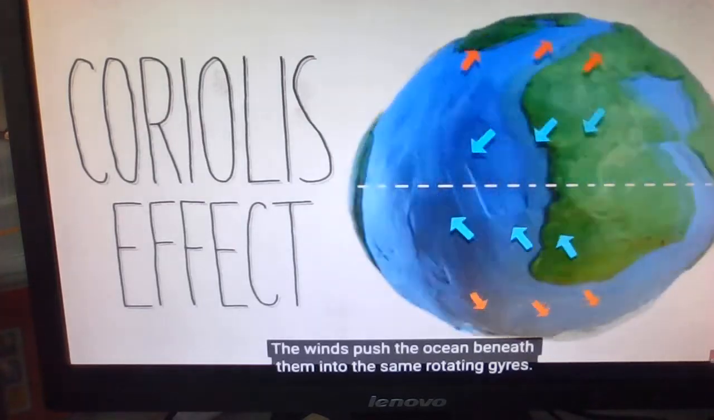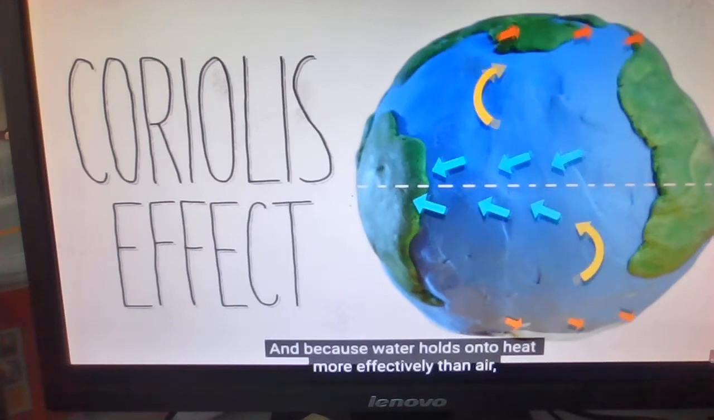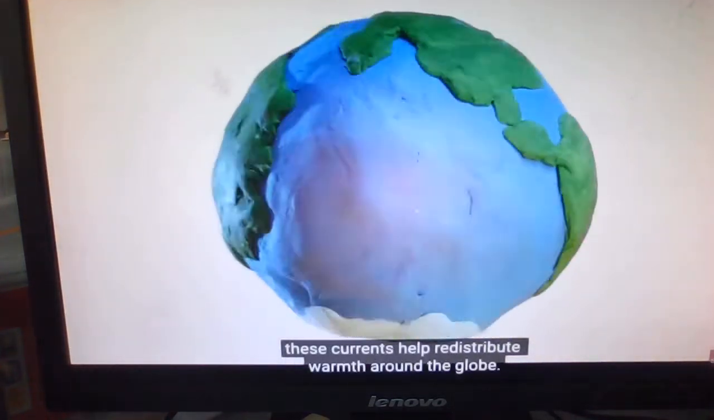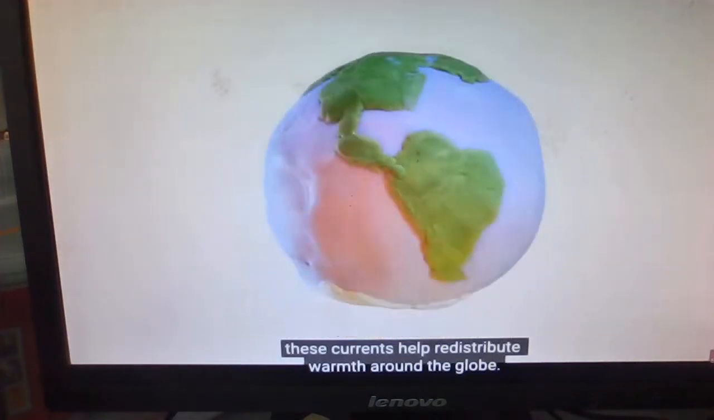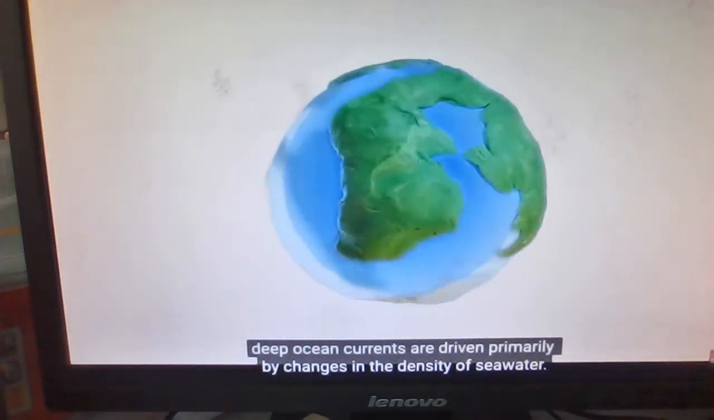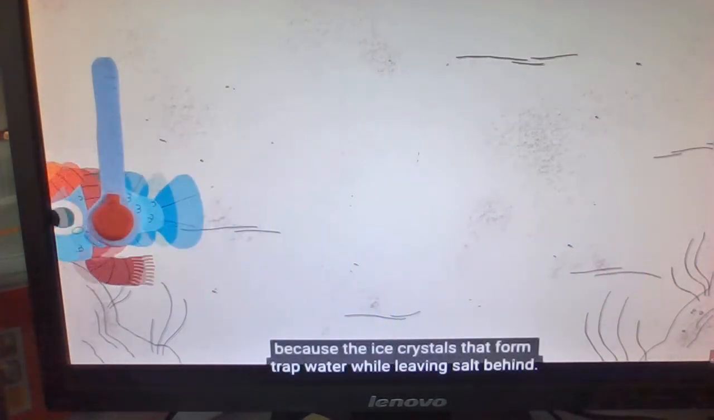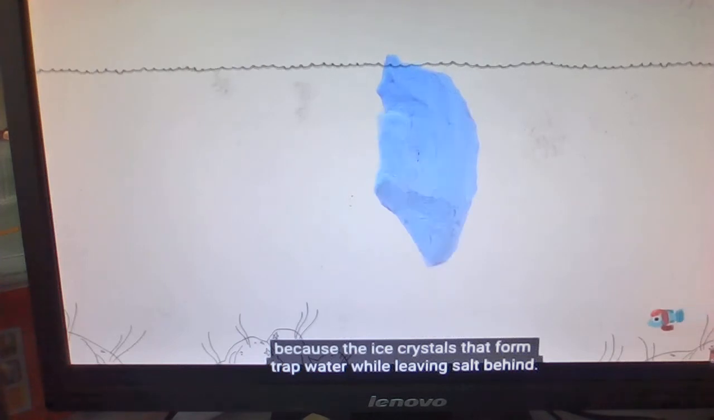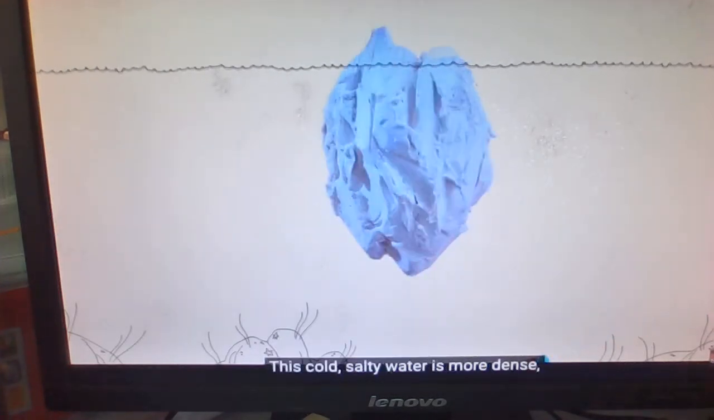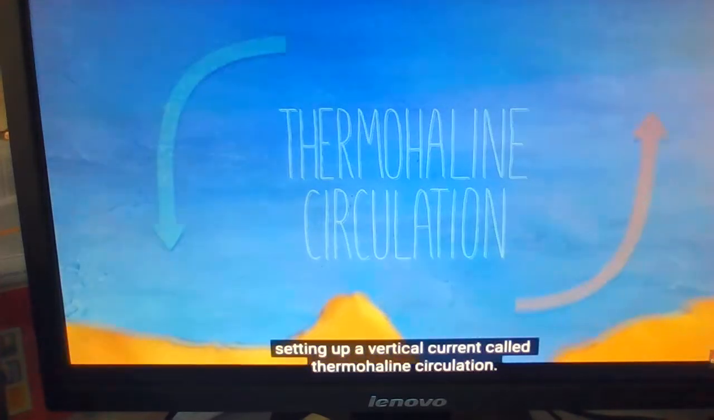The winds push the ocean beneath them into the same rotating gyres, and because water holds onto heat more effectively than air, these currents help redistribute warmth around the globe. Unlike surface currents, deep ocean currents are driven primarily by changes in the density of seawater. As water moves towards the North Pole, it gets colder. It also has a higher concentration of salt because the ice crystals that form trap water while leaving salt behind. This cold, salty water is more dense, so it sinks, and warmer surface water takes its place, setting up a vertical current called thermohaline circulation.